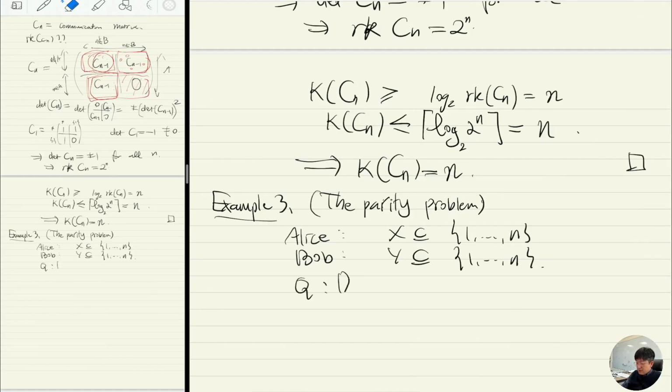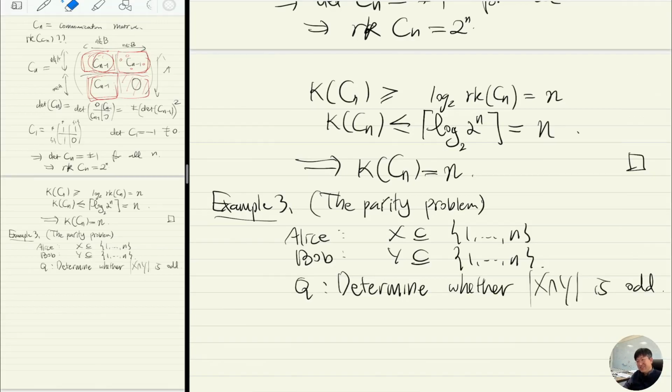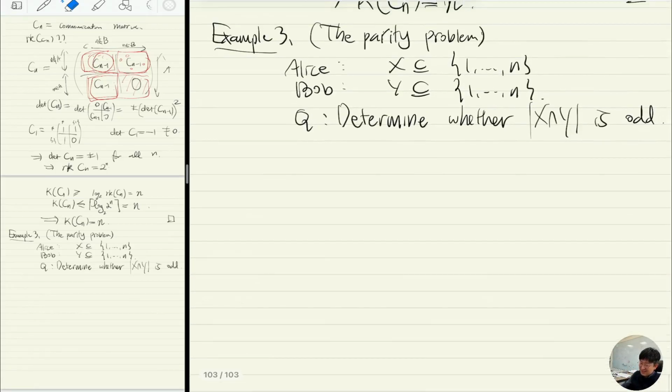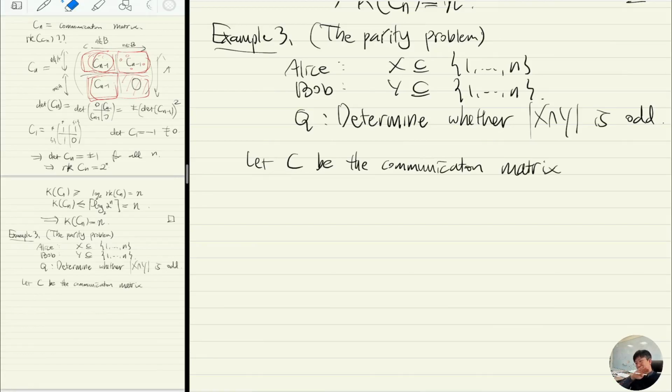And the question is to determine whether X intersection Y is odd. So we want to know whether it's odd or even. So how do we decide this? Let C be the communication matrix. You have 2 to the n rows and 2 to the n columns.